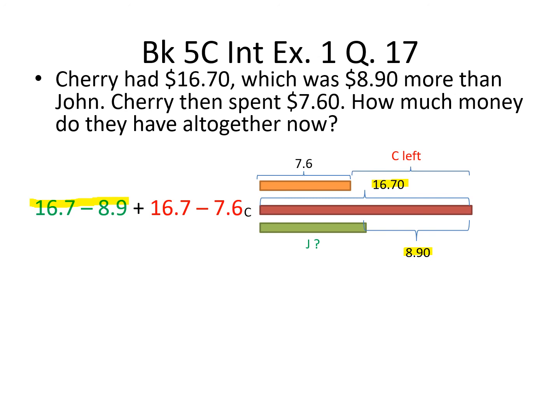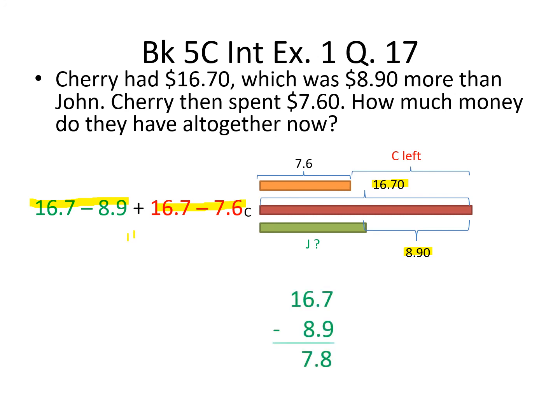And then Cherry spent $7.60. So originally she had 16.7. Now she spent $7.60. So that means we use subtraction. So to find the remaining amount of Cherry, 16.7 minus 7.6. And the question asks you, how much money do they have all together now? So we add up the two amounts for the final answer.